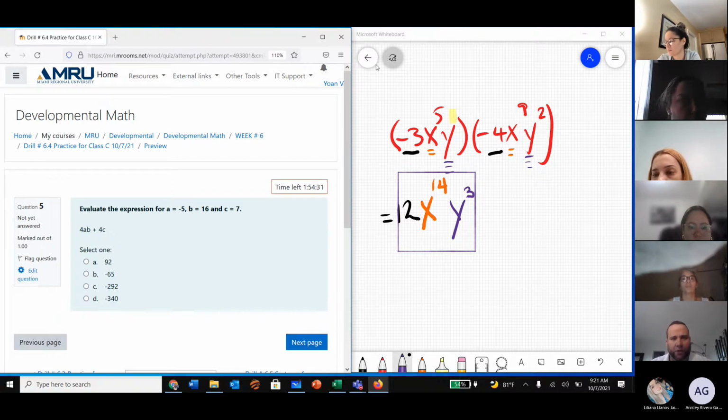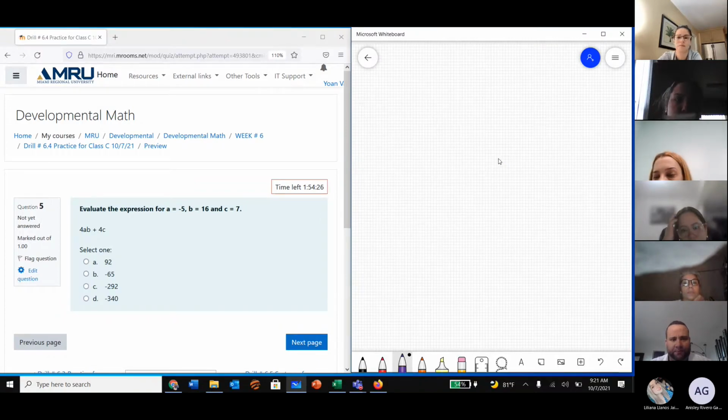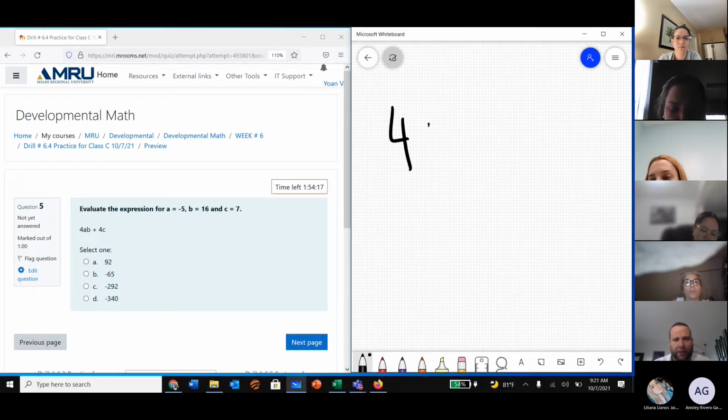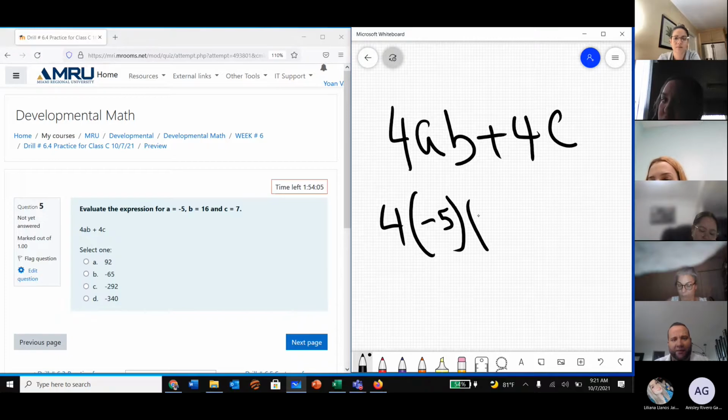Next question. We need to evaluate the following expression with the number that they gave you. We have 4ab plus 4c. What is the value of a? Negative 5. What is the value of b? 16. Plus 4 that multiply. The value of c is 7.